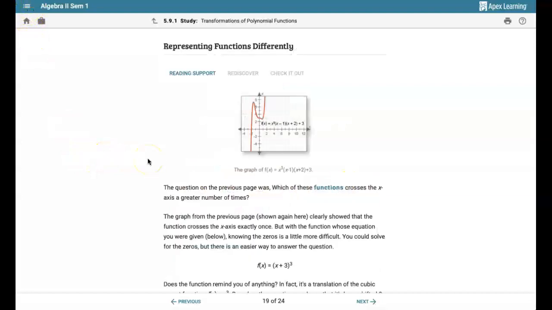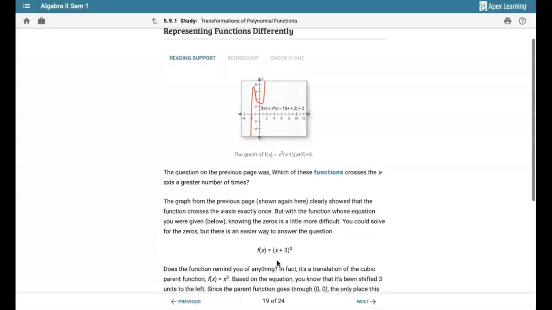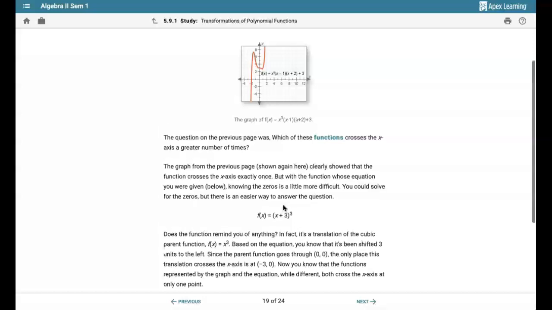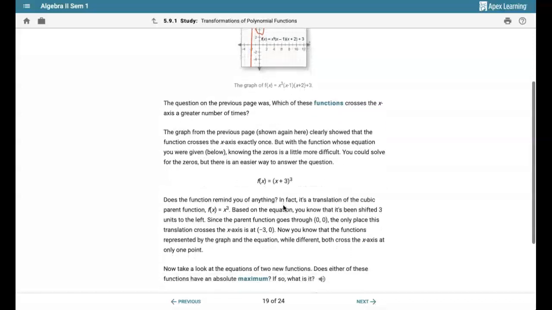Okay, so if we go to looking at the answer here, clearly this function, even though it's a higher order function, because I've got an x cubed and an x there, so this would be an x to the 5th, right? It clearly only crosses one time. And when we look at this one here, it might not be obvious, but it reminds us of the parent function x cubed, right? Based on that, we can tell that it's just a parent function that's been shifted a little bit. If we know our parent function crosses through (0, 0), we can tell that this got shifted to the left, so this is our new x-axis here, all right?